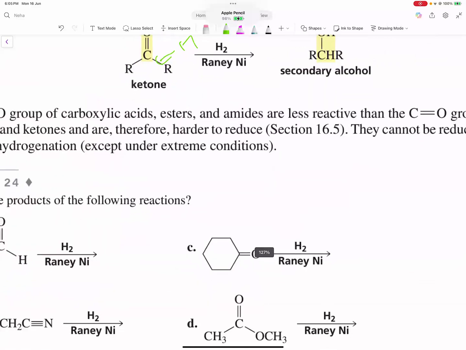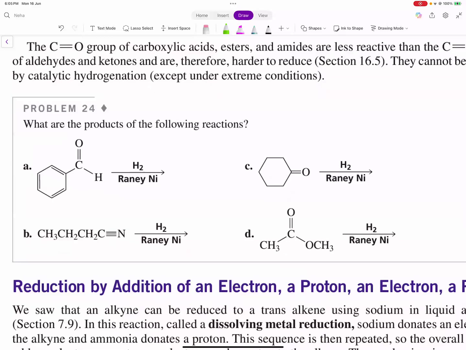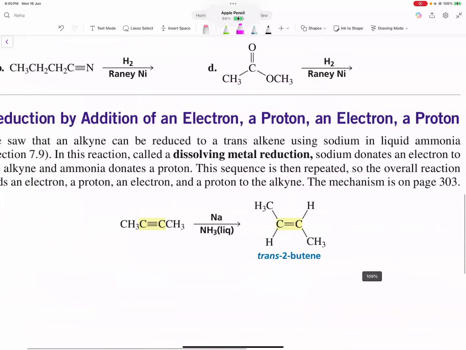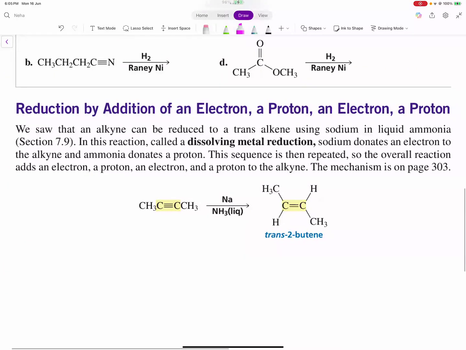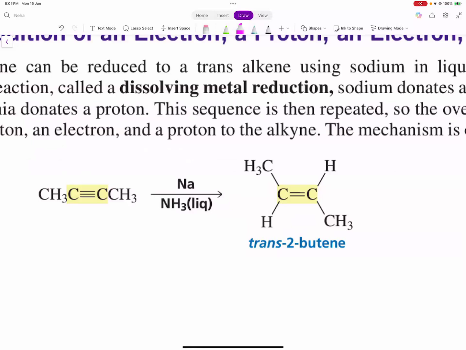Okay, what are the products of the following reactions? You can do this. Reduction by addition of electron and proton: in the presence of sodium and liquid ammonia, we are getting trans butene. We did this, I think, in the alkynes.